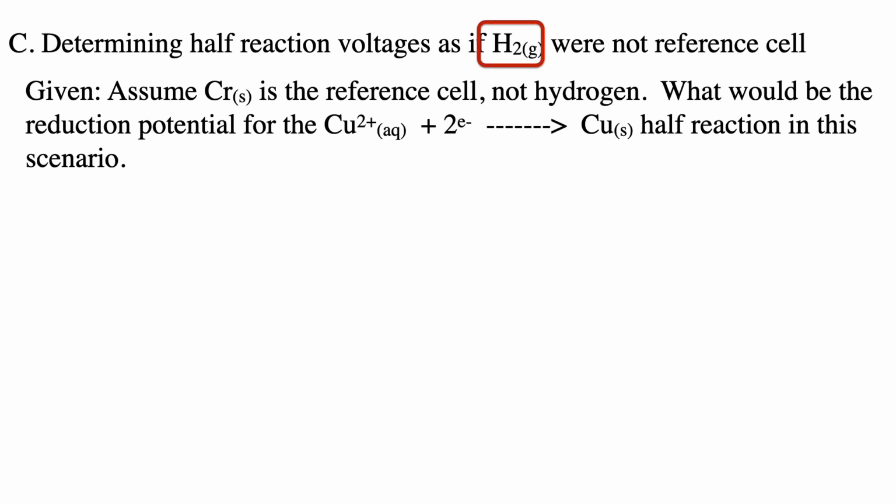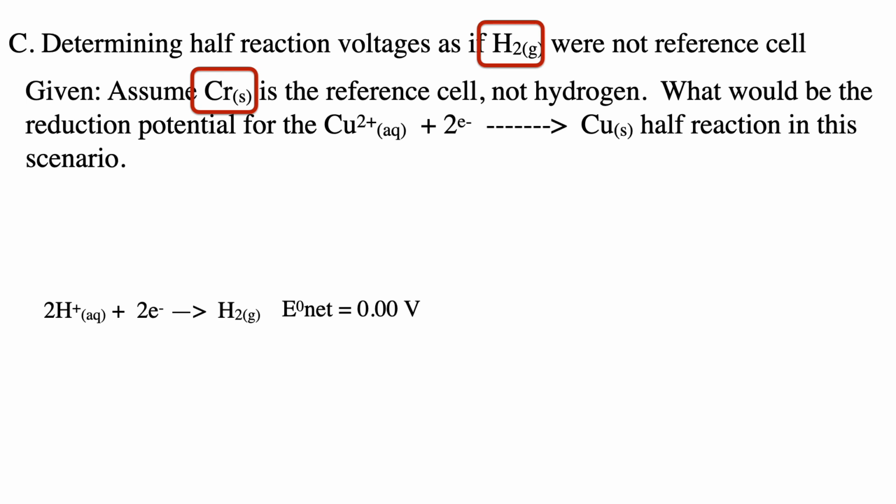Now this one is determining half reaction voltages as if hydrogen were not the reference cell. On our data book right now, the hydrogen cell has a voltage of 0.00 volts. That is an arbitrary designation. We've made hydrogen the zero cell, but it doesn't have to be.